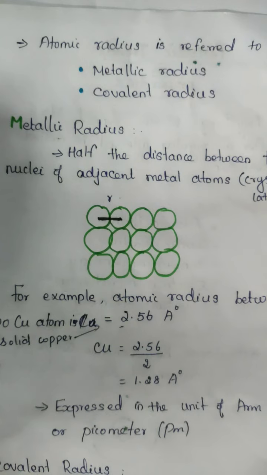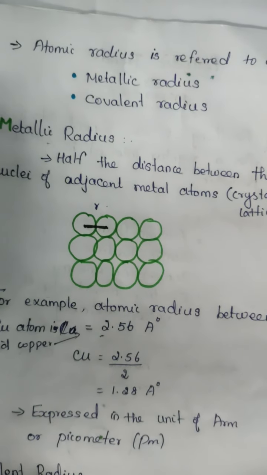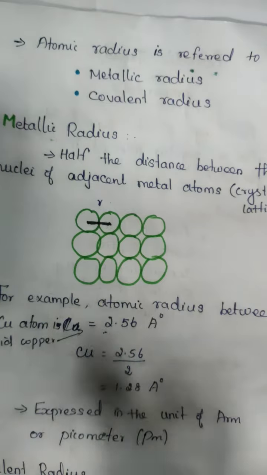First we can see what is metallic radius. Metallic radius means the atomic radius between two adjacent metal atoms. Two adjacent metal atoms is called what? Atomic radius. So how will we find two adjacent metal atoms? It is possible only in solid forms, isn't it? So metals in solid form, either in crystals or in a lattice.